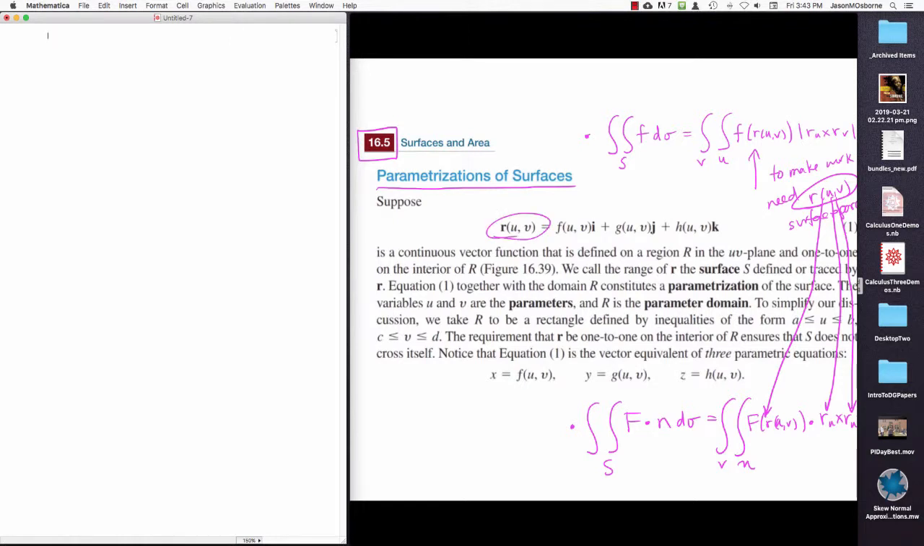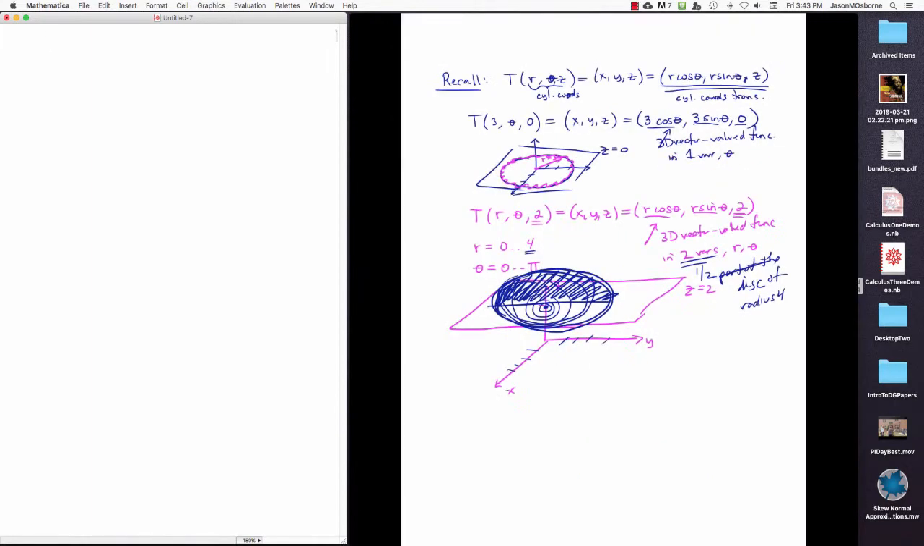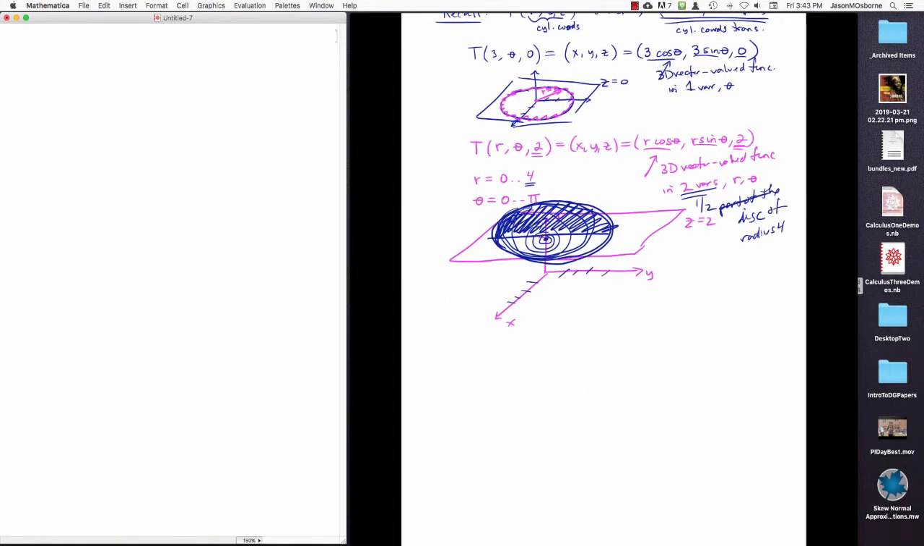Right? The book uses r of u comma v to indicate: r of u comma v is equal to x being some function of u and v, y some function of u and v, and z some function of u and v, where u goes from some number a up to u equal to some number b, and v goes from some number c up to v equal to some number d.